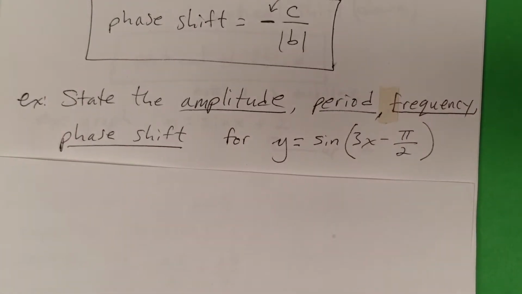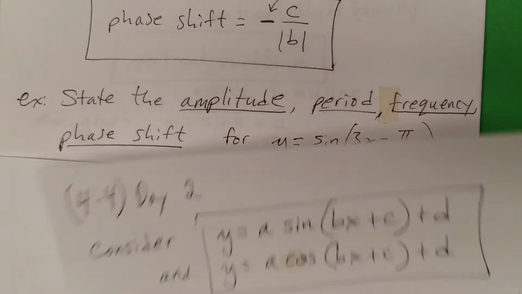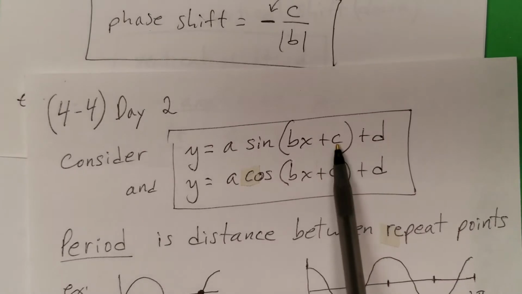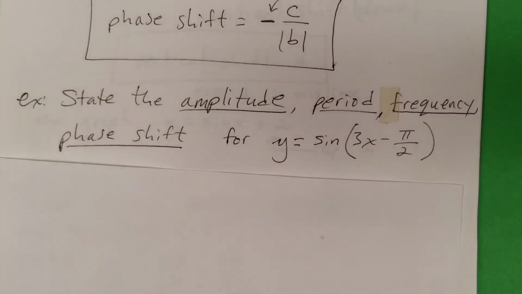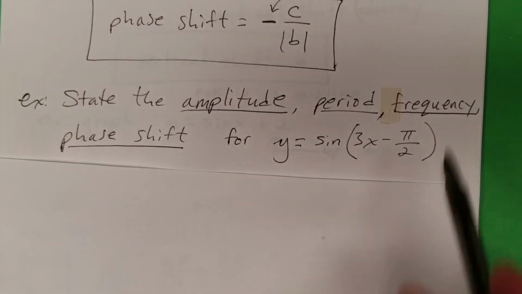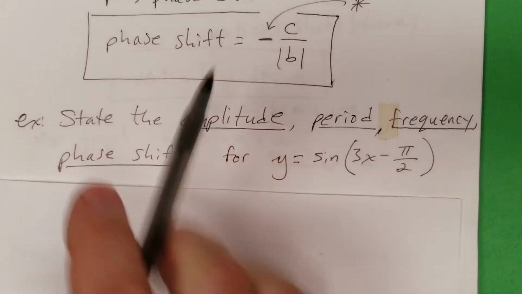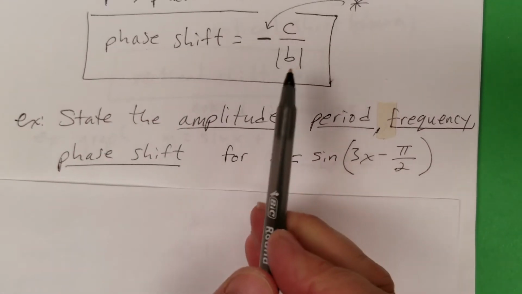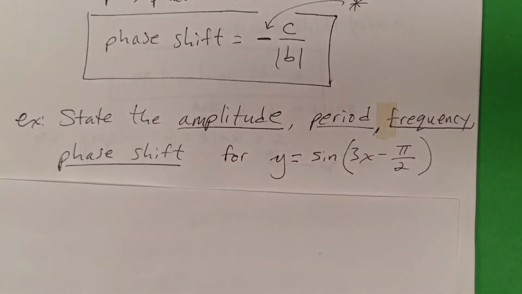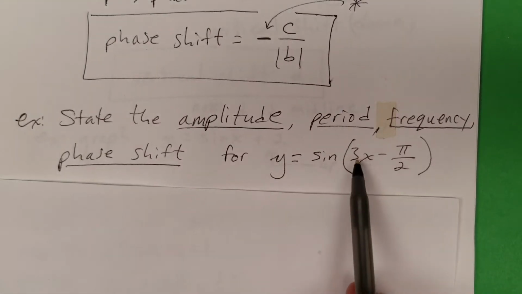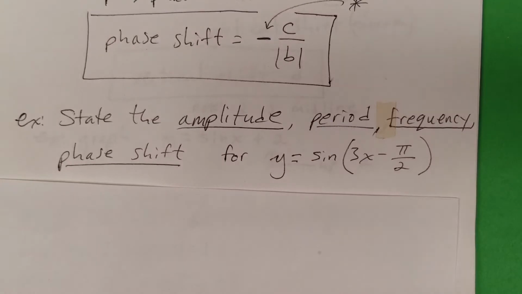Remember what a C number is? The C number is here. Right? So the C number is pi over 2. So the phase shift is pi over 2 over 3. Right? The C number over B, and then the negative in the front. So let's write it down.